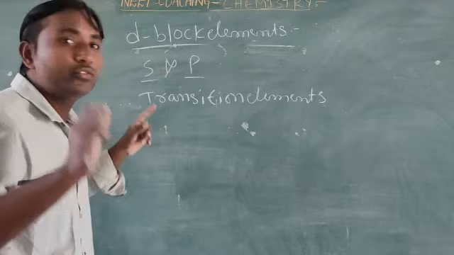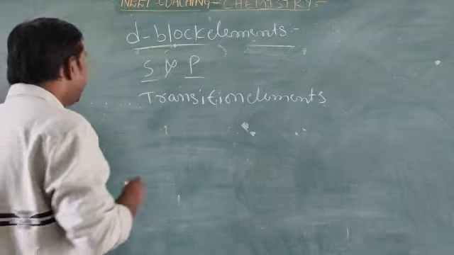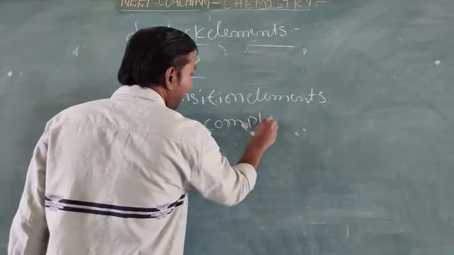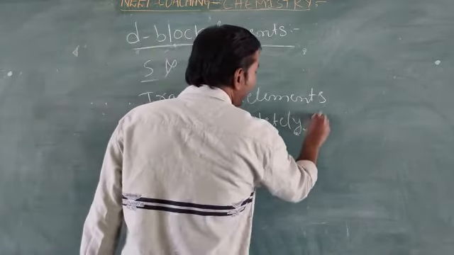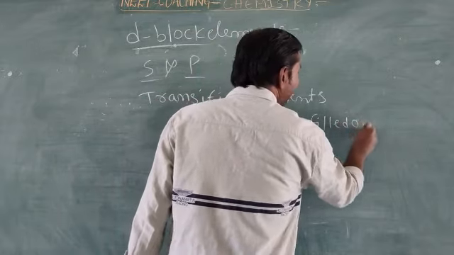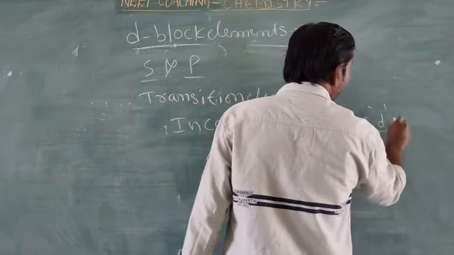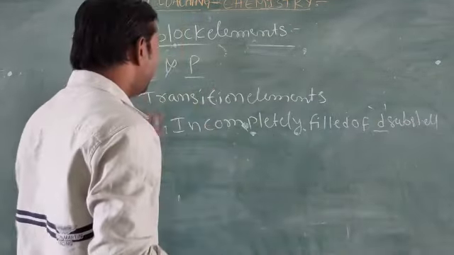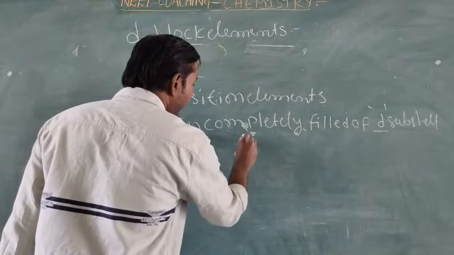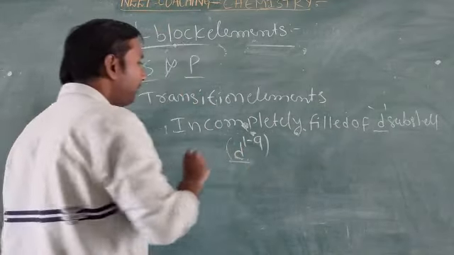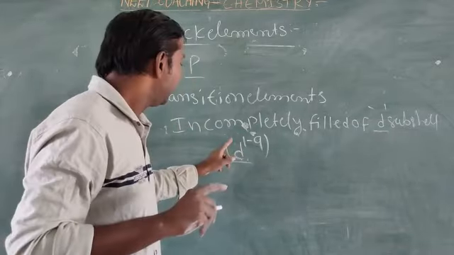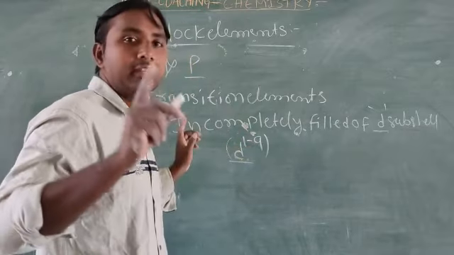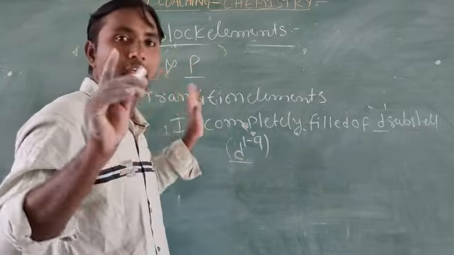Those d block elements with an incompletely filled d subshell are called transition elements. D1 to 9 is incomplete; completely filled means d10. So those elements whose electronic configuration is d1 to 9 are called transition elements.